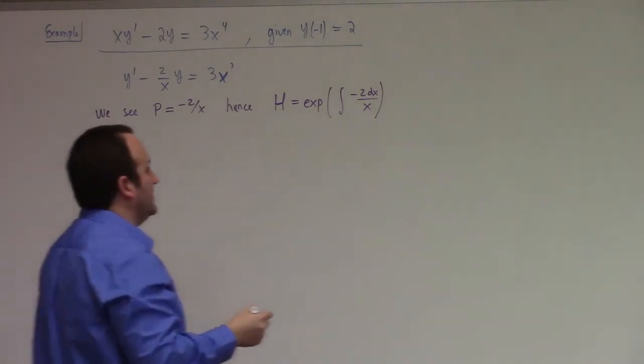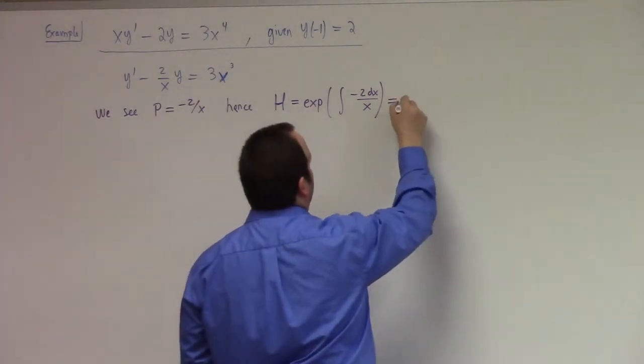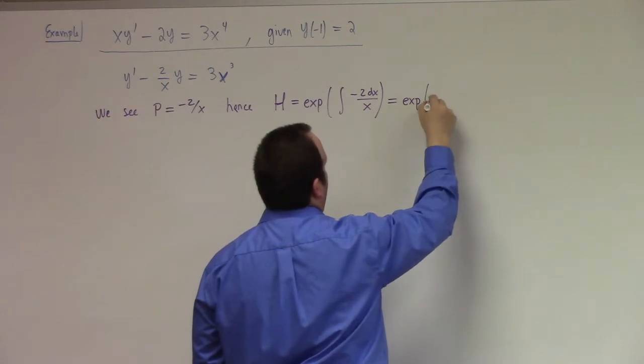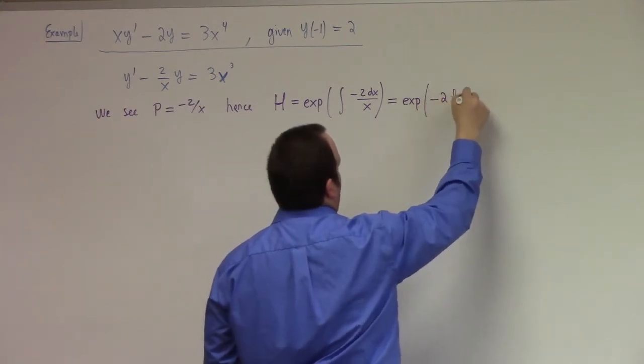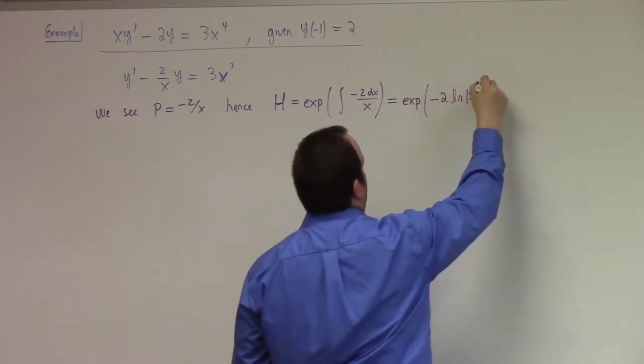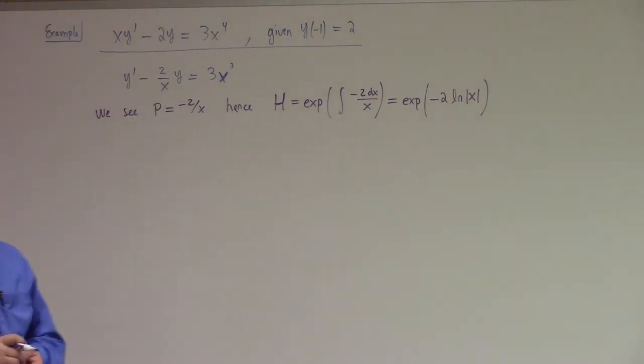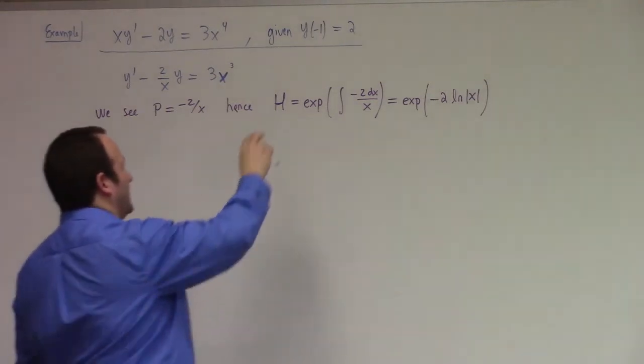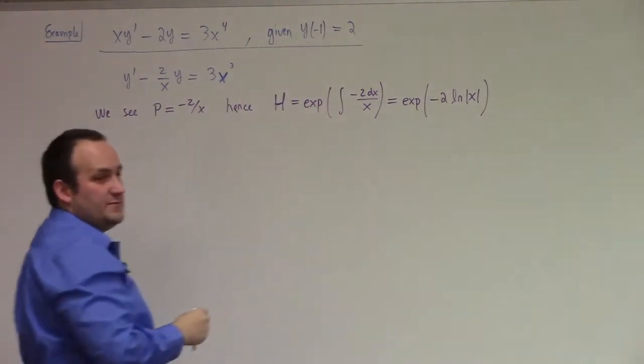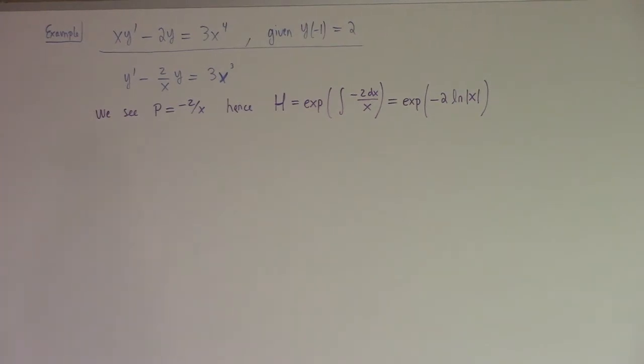So what's the integral of minus 2 over x? It's minus 2 natural log of x, right? Absolute value of x, to be careful. There's no reason to assume that x is positive or negative here. In fact, apparently the condition we're looking for has an x negative. So we better be careful about the absolute value.